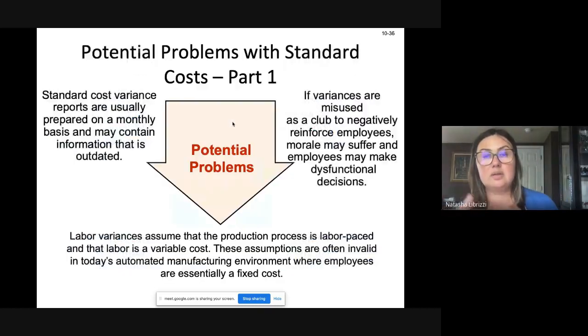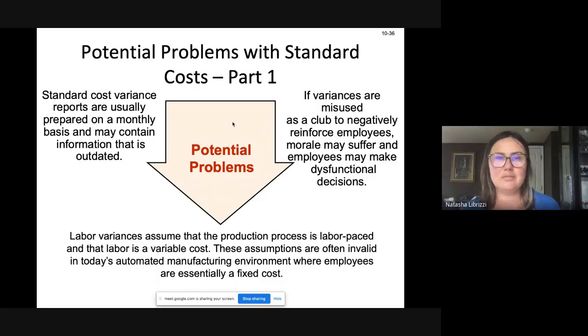And you can actually work through different departments and encourage them. People know you're looking at the numbers to do better. Potential problems. Sometimes you might pinpoint problems in the wrong direction, and there's a lot of dancing going on to make sure you don't hurt anybody's feelings. Standard cost variance reports are usually prepared on a monthly basis and may contain information that is outdated. So if it's monthly, maybe you already bought a product and you say, you know what, that was a one-time deal. The product was so cheap.